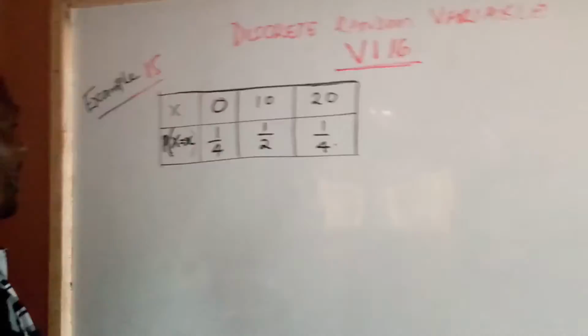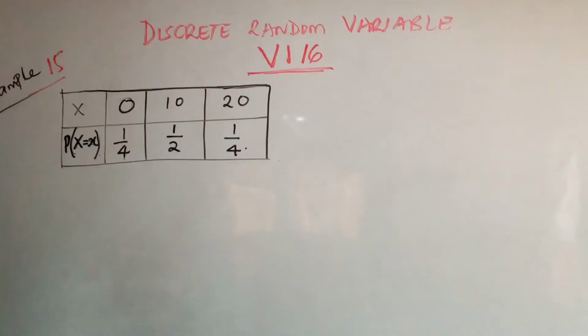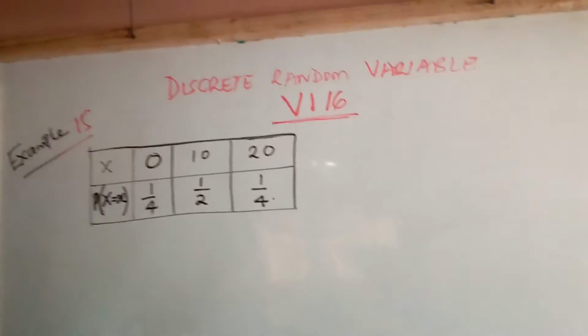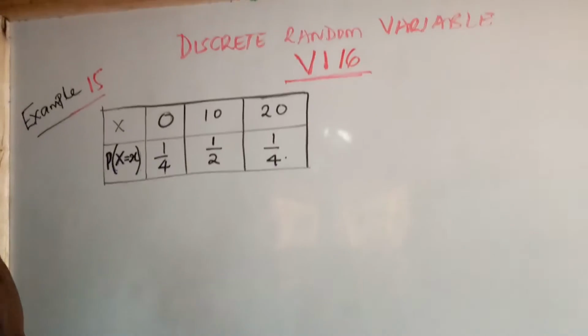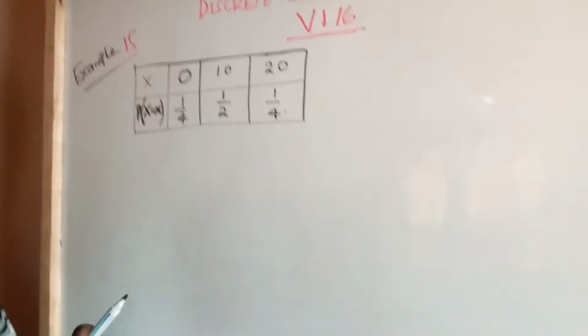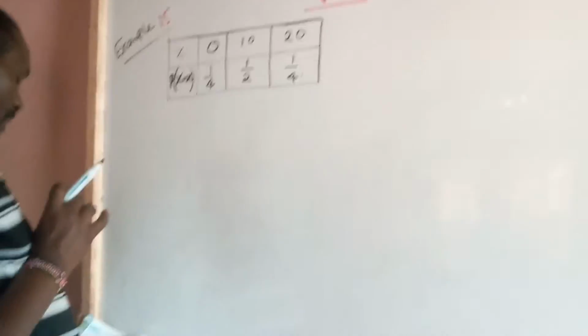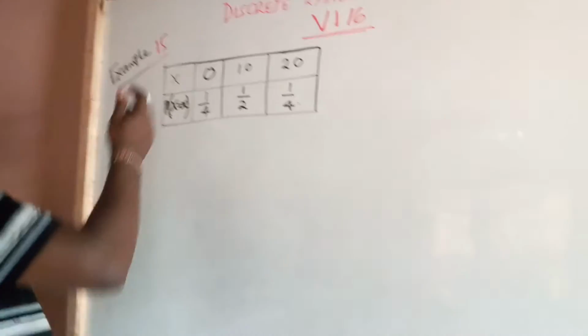In example 15, we are told that two fair 10-pence coins are tossed, and the random variable X represents the total value of the coins that land heads up. Of course, the table is here.